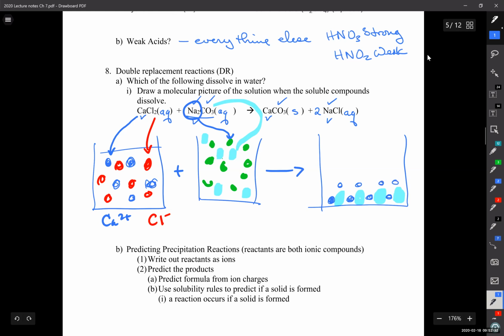But they make what's called a crystal lattice. So it's actually making a solid where the oppositely charged ions are attracted to each other, and they make a regular sort of repeating pattern.